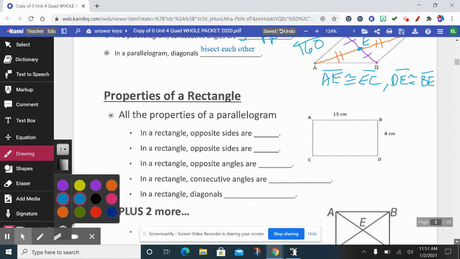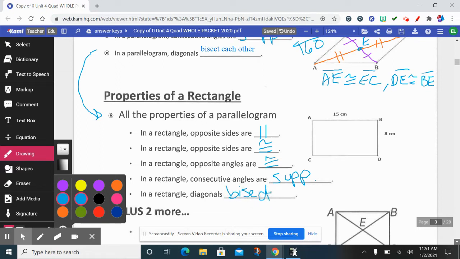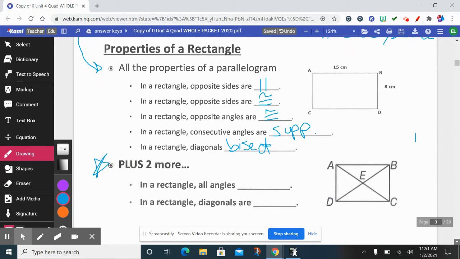Adding in those properties of the rectangle. So again, all the properties of the parallelogram fall into place here. Opposite sides are parallel, opposite sides are congruent, opposite angles are congruent, consecutive angles are supplementary, and diagonals bisect each other. Just going to keep bisects for timing today. Plus 2 more. So the 2 new rules about these rectangles is that all angles are 90 degrees, or all angles are congruent, and diagonals are congruent.